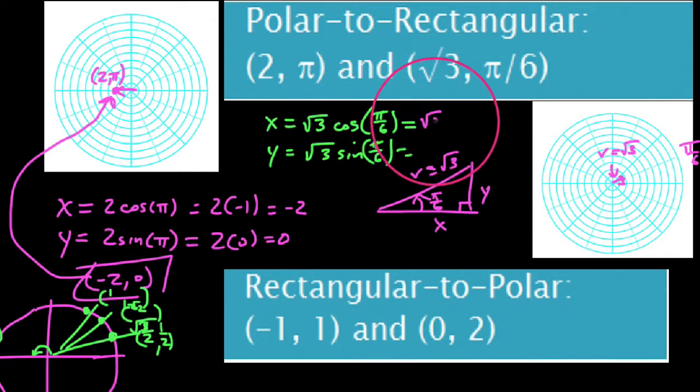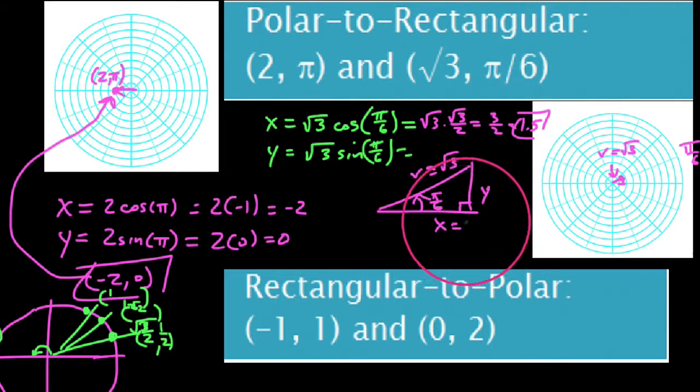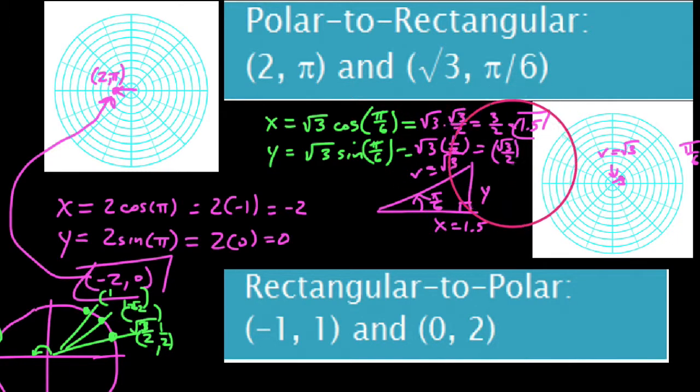So we get root 3 times root 3 over 2, which gives us root 3 squared, or 3 over 2, which is just equal to 1.5. So 1.5 is our x value here. And then our y value: the sine of pi/6 is just going to be this half. So we get root 3 times a half, which is root 3 over 2. So the point in rectangular form is going to be an x value of 3 halves, or 1.5, and a y value of root 3 over 2. So there's its rectangular form.